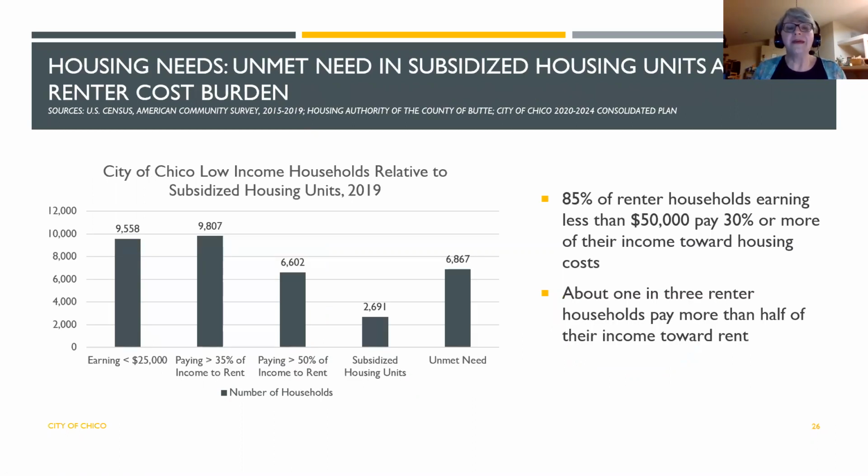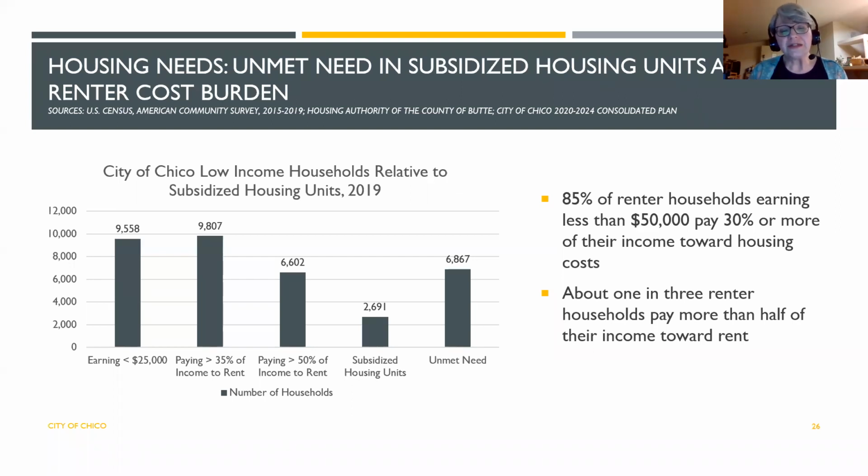Looking at the unmet need in subsidized housing units and renter cost burden. When you look at this bar graph that we have presented here, you can see that we have some criteria that we were looking at, such as the number of households earning less than $25,000 per year, those that are paying more than 35% of their income to rent, and those paying more than 50% of income to rent. And any household that is paying more than a third of its monthly income toward housing costs is considered cost burdened by their housing costs.